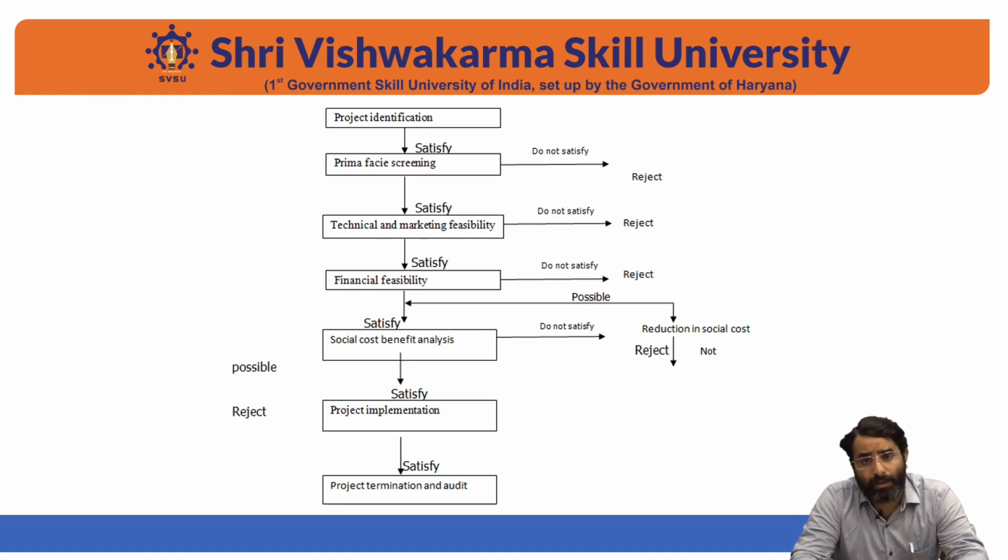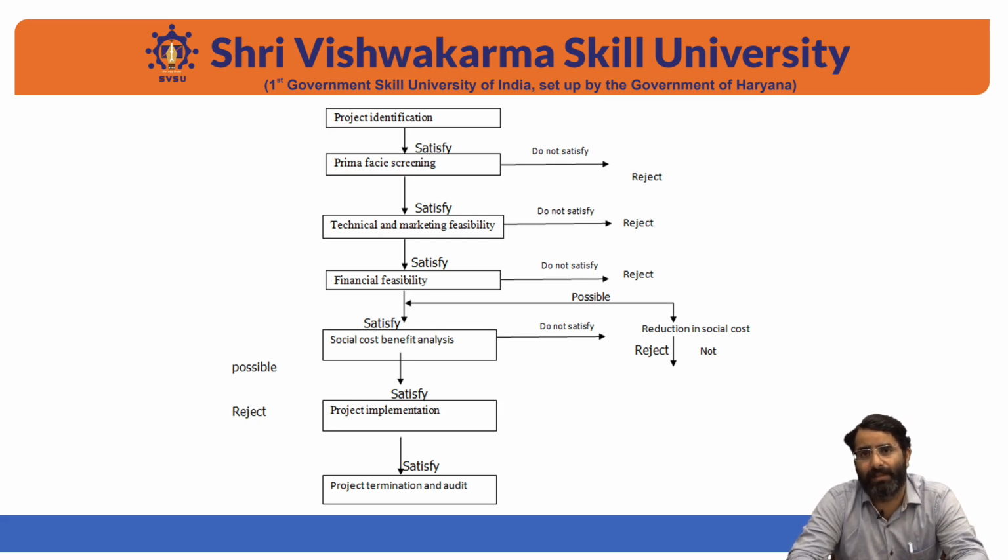Now, in order to understand this project management process, the first and foremost category is project identification, followed by prima facie screening or project feasibility, then the technical feasibility and economic feasibility, or we can say market feasibility, then the financial feasibility, then implementation, termination phase and the audit phase. These are again the categories. These can also be another way of defining the entire project management process.